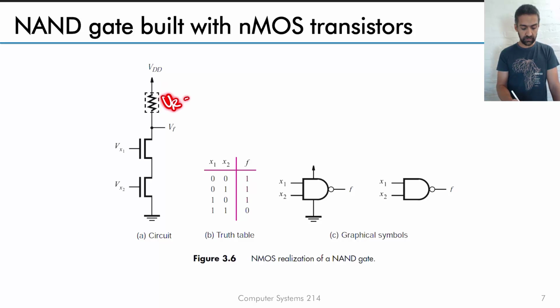So VR is equal to 0 volts, which means this voltage VF will just be equal to VDD, which is high. So in either of these or any of these conditions, the output is going to be 1. So that's how you build a NAND gate with nMOS transistors. What you can see here is it only takes 2 nMOS transistors and a resistor to build a NAND gate.